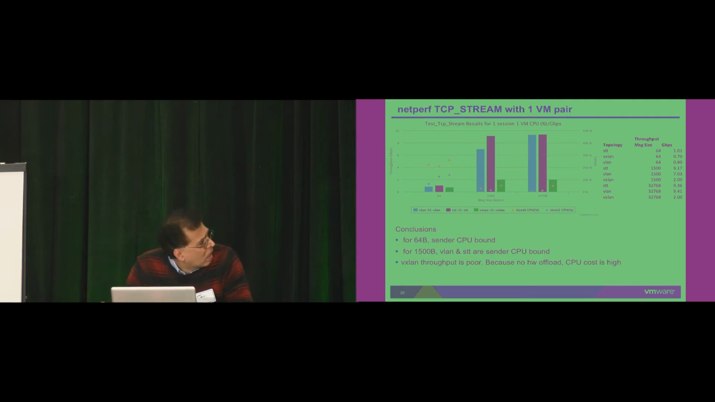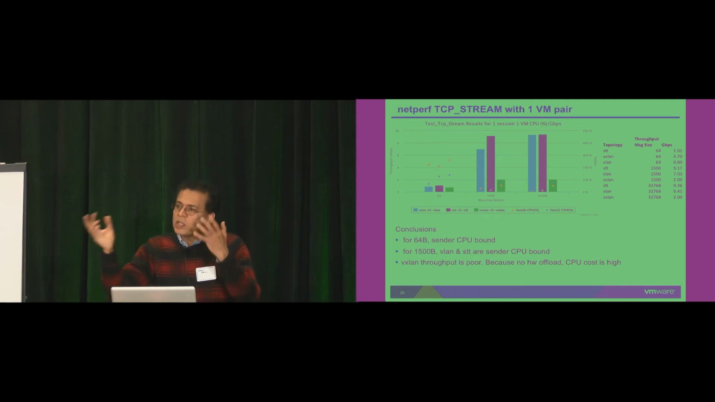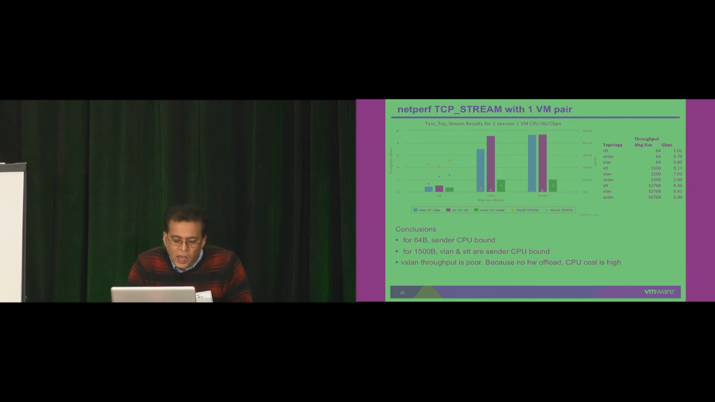I don't know if you can see it well, but the orange dots represent the sender side CPU utilization, and the blue dots represent the receiver side CPU utilization. So you can see what the bottleneck is by looking at this one chart. And we have it for the VLAN topology, the STT topology, and the VXLAN topology.